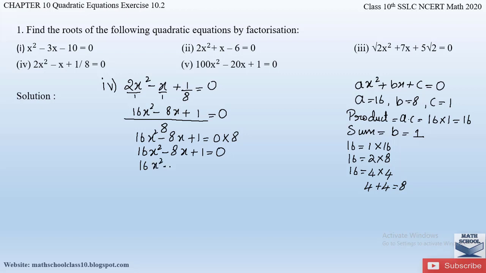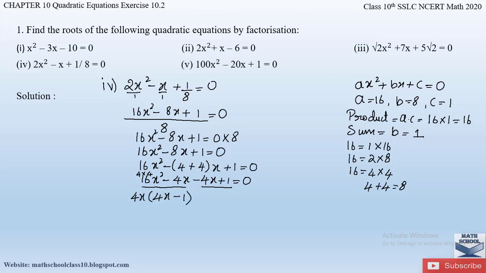So 16x square, minus sign will remain same. Instead of 8 we are going to write 4 plus 4, so minus 4 plus 4 into x plus 1 is equal to 0. Now let us open the bracket. We will get 16x square minus 4 into x, then again minus into plus, it is minus 4x plus 1 is equal to 0. Now let us take common between these two terms and these two terms. So 16 can also be written as 4 into 4. We will take 4x common from here. So if we take 4x common, again 4x will be left behind, minus 1.